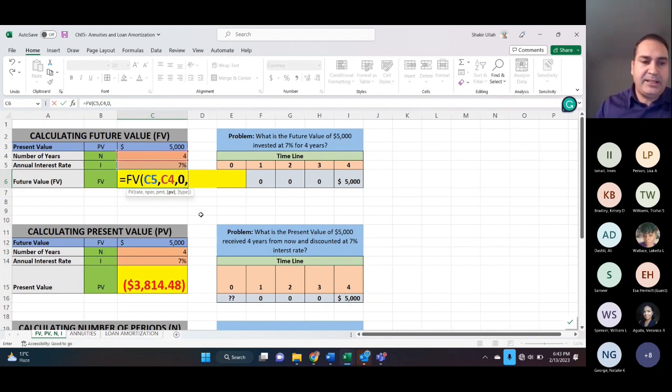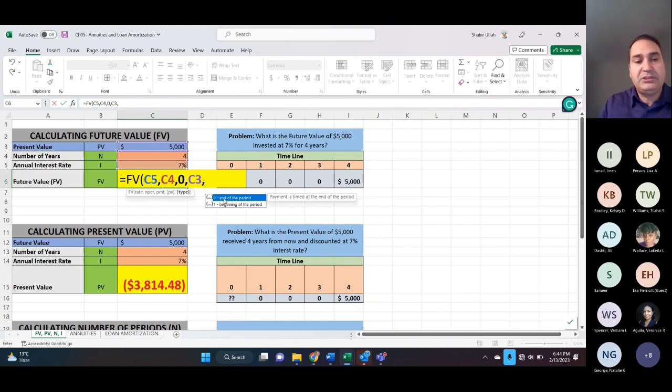In comma, it is asking for the present value. Present value is 5,000. And the last one is the type. Type basically means when these payments take place. So in usual circumstances, ordinary situations, all those payments take place at the end of the period. So for example, if you borrow some money today and it is for 3 years, you are paying it at the end of the third year. That's what we mean by that. So, that zero means the payment is taking place at the end of the period.